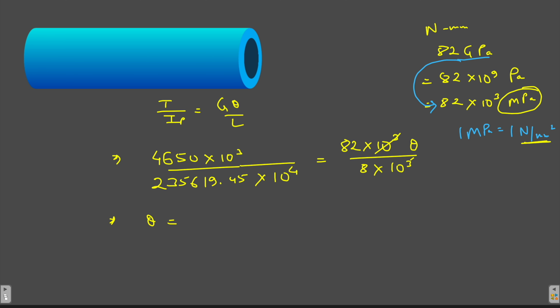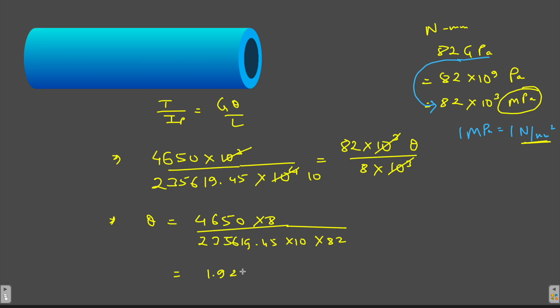Let me solve a little bit. 10 to the power 3 and 10 to the power 3 will be gone. This 10 to the power 3 and 10 to the power 4 will be gone. We will be left with 10, and just put everything in order. You just solve this, and you will get the answer as 1.925 into 10 to the power minus 4 radians. You will get the answer in radians.